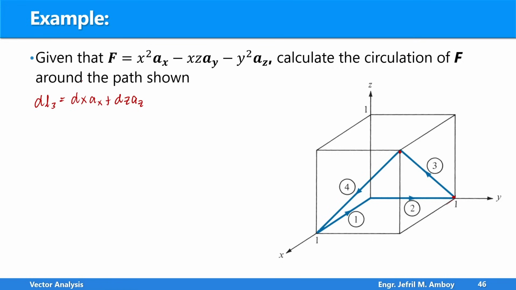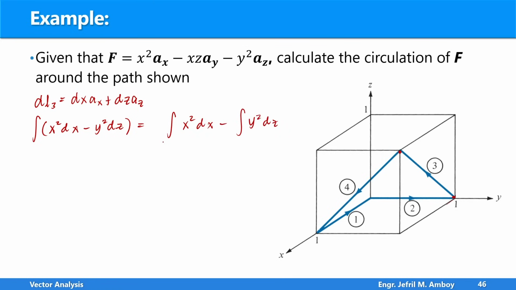If we get the dot product of F and dL3, ay will vanish. So now, let's write down what will remain. If we dot F and dL3, this will remain: x squared dx and this one also, minus y squared dz. Now we can separate this into two integrals: the integral of x squared dx minus the integral of y squared dz.